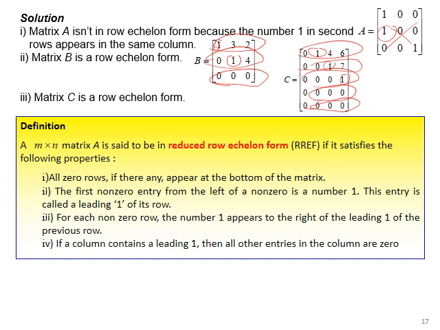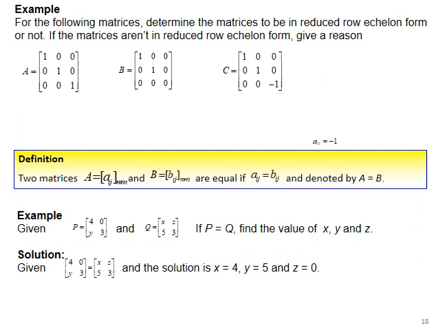Now, what about reduced row echelon form? The same previous 3 conditions, and we add a 4th condition, which says if a column contains a leading 1, then all other entries in the column are 0. This is called reduced row echelon form. Example, see this one, okay, it is reduced row echelon form.